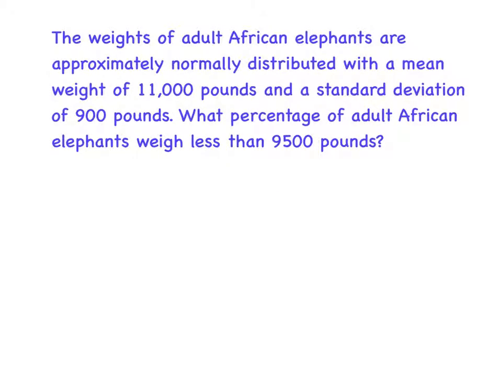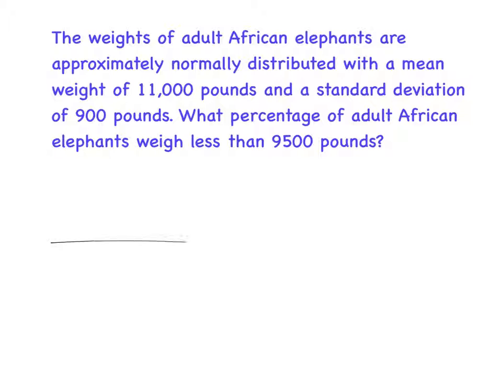So we've worked with z-scores in the normal model, so we'll review that a little bit. We've got the weights of African elephants that are approximately normally distributed with a mean of 11,000 pounds and a standard deviation of 900 pounds. So what percentage of adult African elephants weigh less than 9,500 pounds? We don't always have to do this part, but I find it helpful for a lot of students.